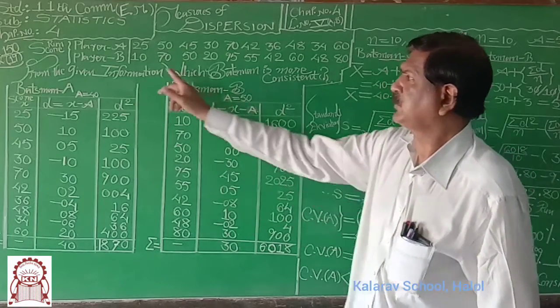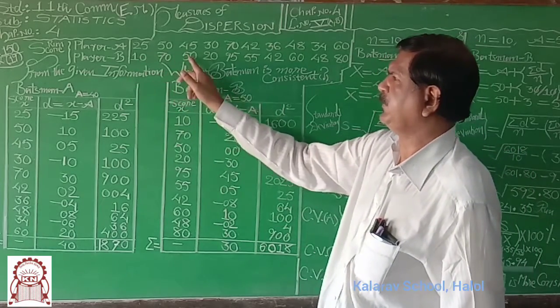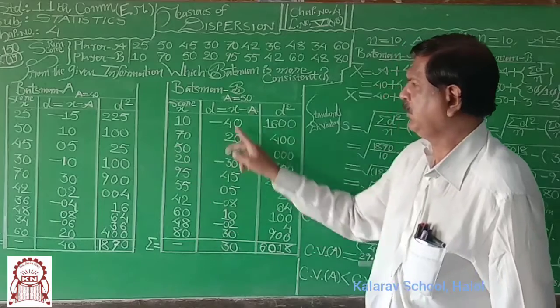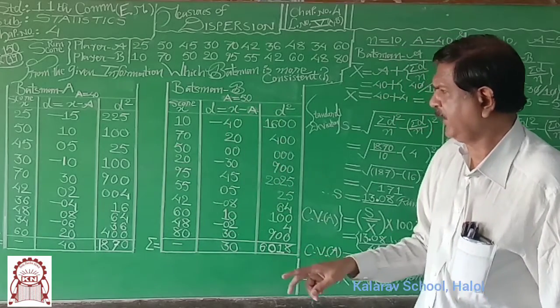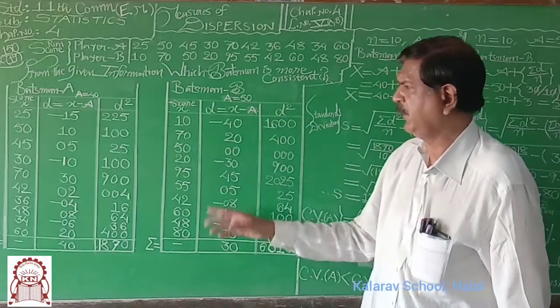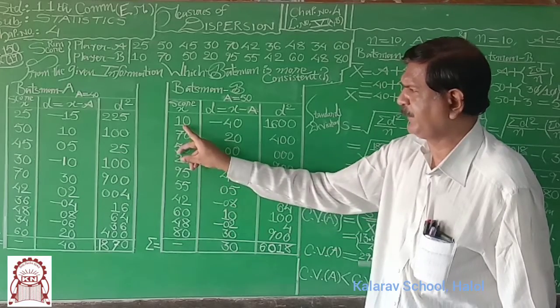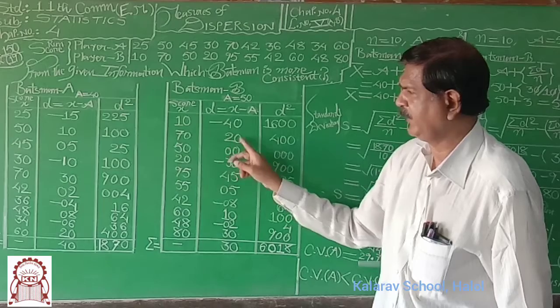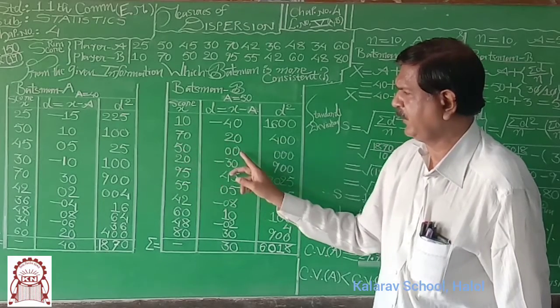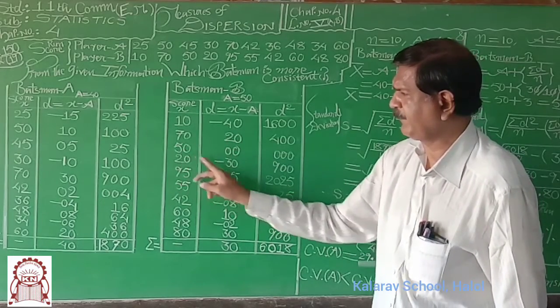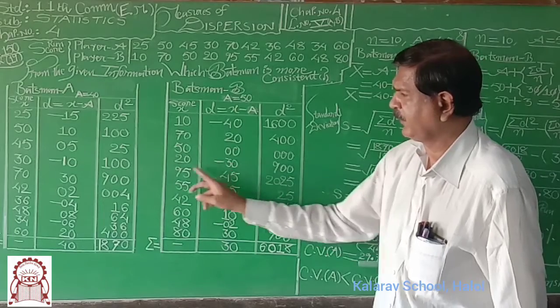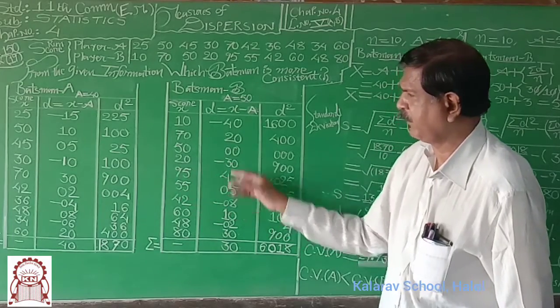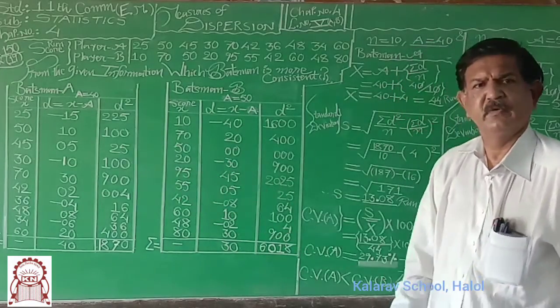See, score of player B: 10, 70, 50, 50, 20 and so on. Now assume 50, right, from these values. Now subtract 50. 10 minus 50, minus 40. 70 minus 50, 20. 50 minus 50 becomes 0. 20 minus 50, minus 30. 95 minus 50, 45, and so on.